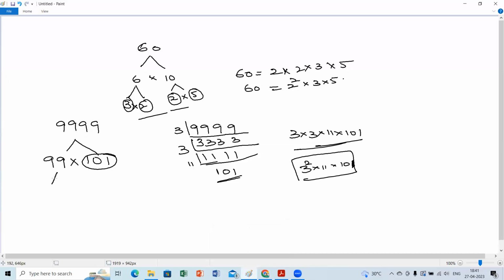This is not a prime number. You can further split it as a product of 11 nines are 99. 11 is a prime number. Further 9 can be split: 3 threes are 9. 3 and 3 are prime numbers. Now you can express it as 3 into 3, 11 one time and 101. You can write it as prime factors.